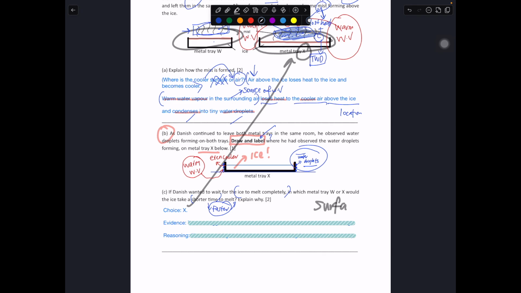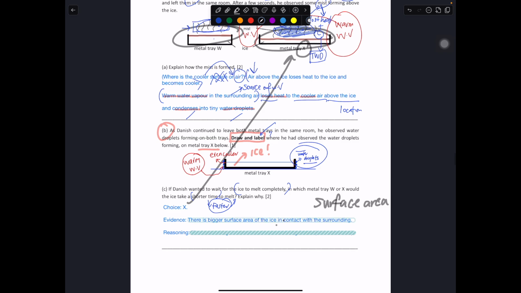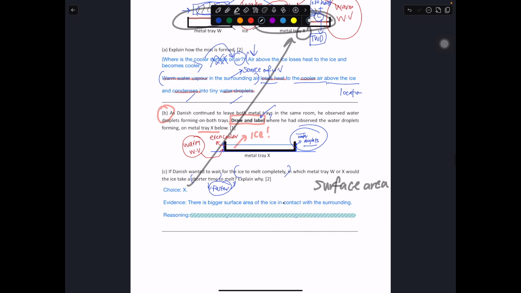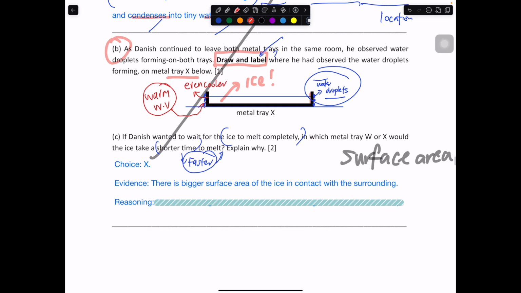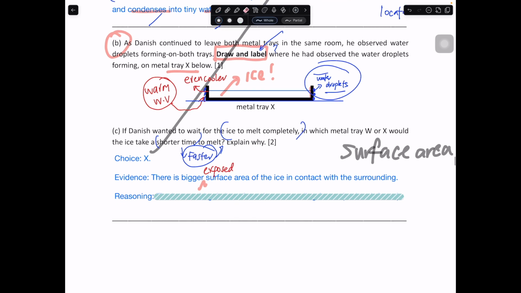Surface area. In this case, there's a bigger surface area of the ice in contact with the surrounding. In C, we are talking about exposed to the surrounding air, right? So you can talk about bigger exposed surface area. Let me just write it down, it'll be more accurate. Bigger exposed surface area of the ice in contact with the surrounding air. So the ice will gain heat from the surrounding faster and melt faster.